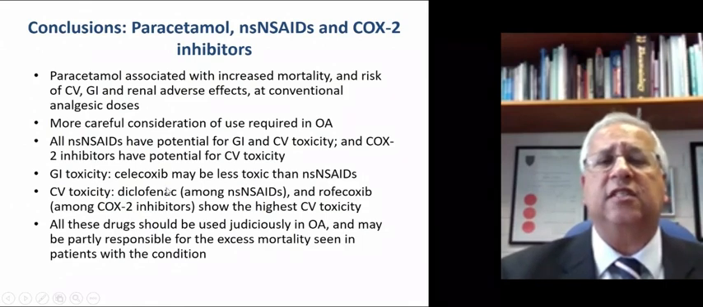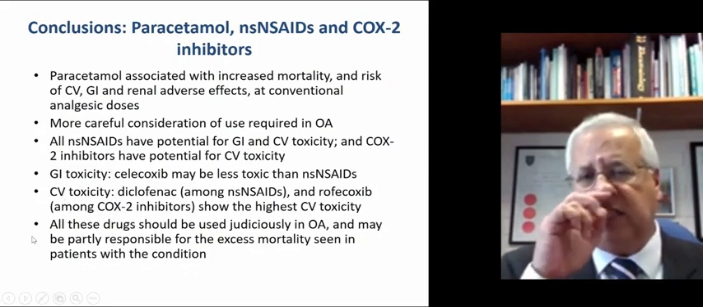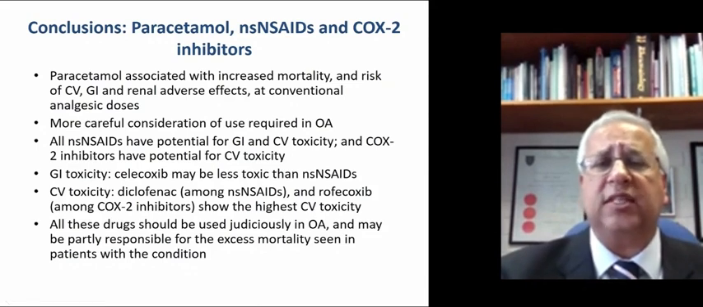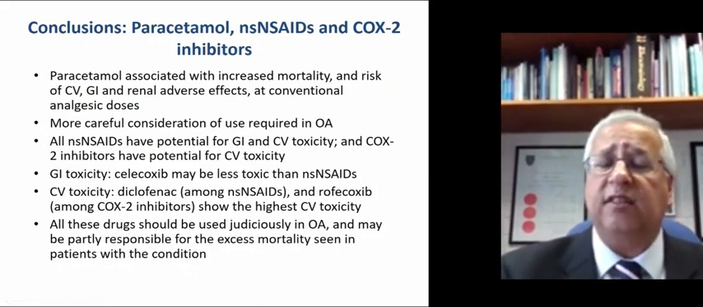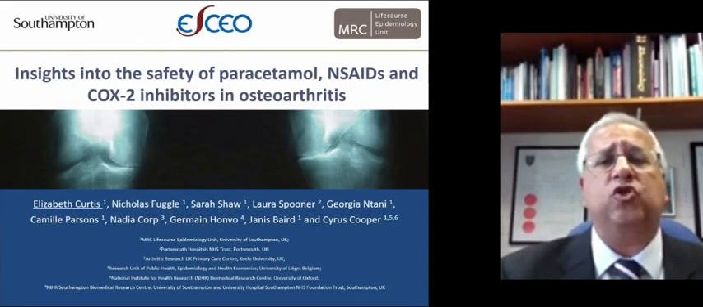GI toxicity is modulated by celecoxib, which is less toxic than the non-selective NSAIDs. Cardiovascular toxicity seems particularly a problem with rofecoxib, and all of these drugs need to be used a little more judiciously in OA for defined periods of time, as you've heard in the first elegant presentation, perhaps when inflammation is at its peak.